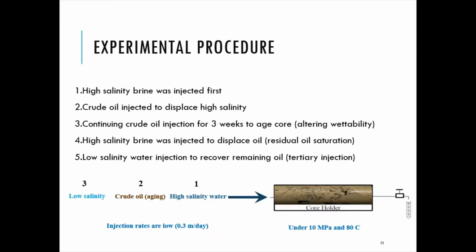For all experiments, we first desaturated the core with high salinity water, then we established initial water saturation, then we aged the core for 3 weeks under pressure and temperature. Firstly, we displaced the crude oil with high salinity water, which is called secondary water flood, to reach the residual oil saturation. And then we switched to low salinity water injection to recover the remaining oil, called tertiary low salinity water injection. And this is the temperature and pressure under which we performed the experiment.